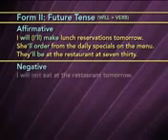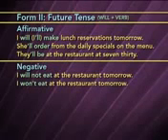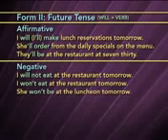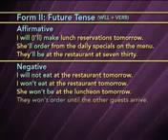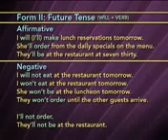Negative. I will not eat at the restaurant tomorrow, or I won't eat at the restaurant tomorrow. She won't be at the luncheon tomorrow. They won't order until the other guests arrive. You'll also hear, I'll not order, and they'll not be at the restaurant. Very contracted. Okay, questions? Yes and no.